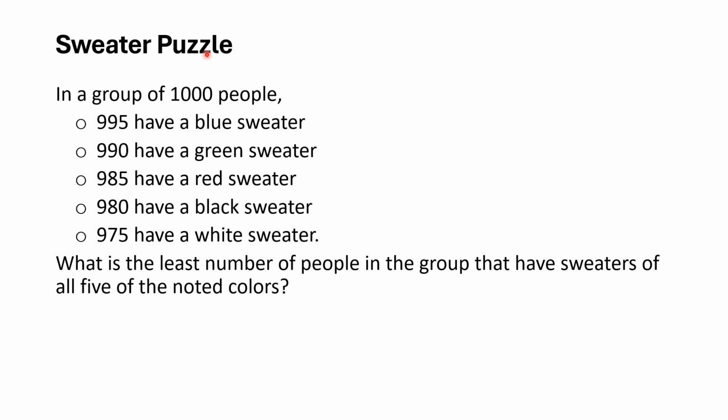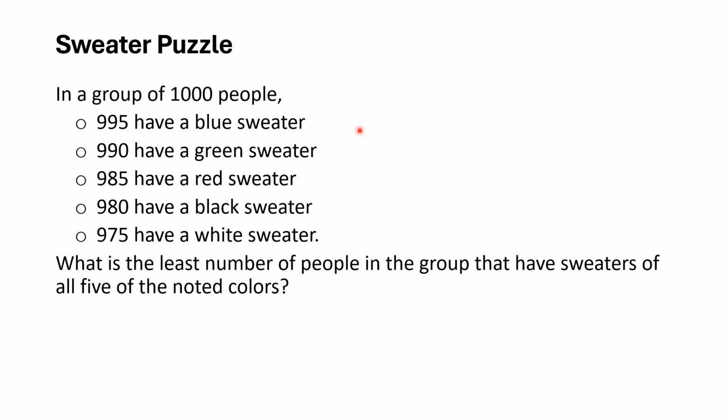We have the sweater puzzle here. I've seen this in different forms. It doesn't have to be sweaters, of course, but the idea is you have a group of people, in this case 1,000, and out of the group, 995 have a blue sweater, 990 have a green sweater, 985 have a red sweater, 980 have a black sweater, and 975 have a white sweater. And the problem is to determine the least number of people in the group that have sweaters of all 5 of the noted colors. So what's the minimum number of people that have a blue, green, red, black, and a white sweater?